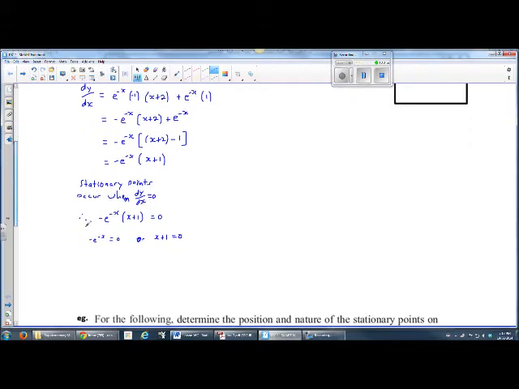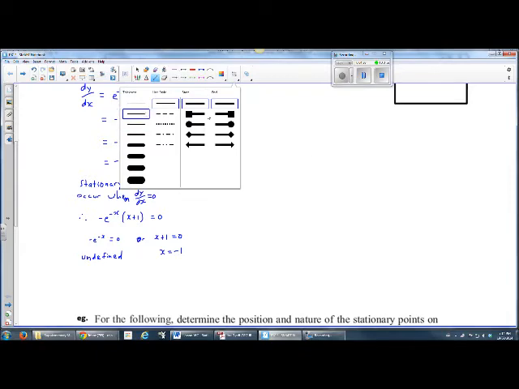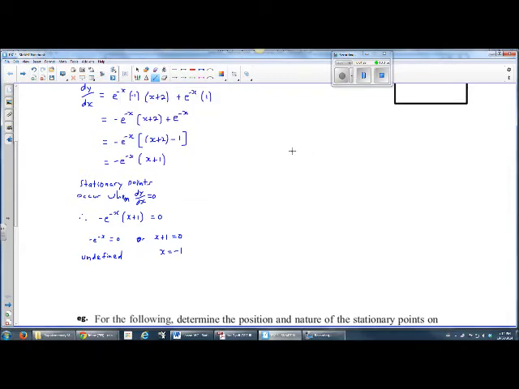With your experience with exponential functions, we realize that negative e to the negative x can never equal 0, so this is undefined. And so the only 0 we're going to have is when x equals negative 1. Okay, so I will attempt to draw a line, and that will be at negative 1 here.